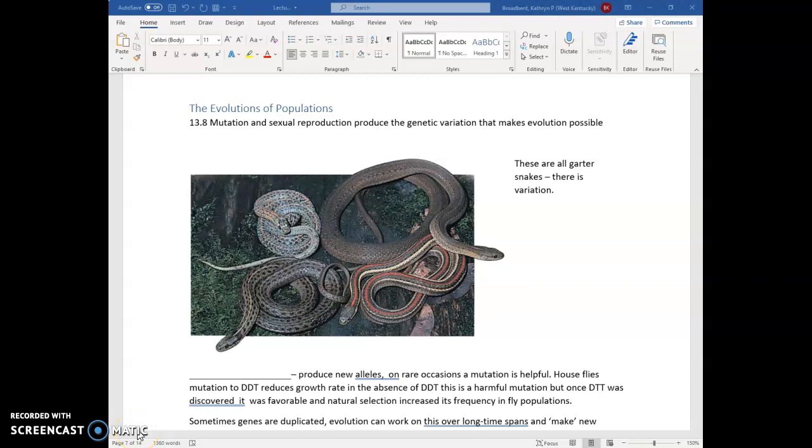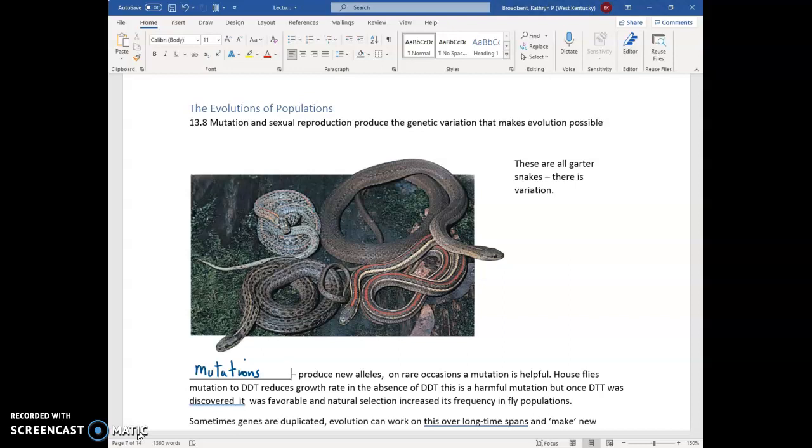One question that Darwin could not answer in his day was, where does all the variation come from? He could look around him in the natural world and see the variation, but he didn't know where it came from. And we now know that mutations produce new alleles.